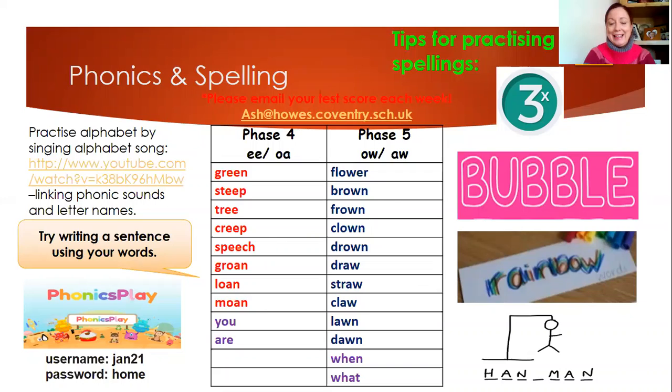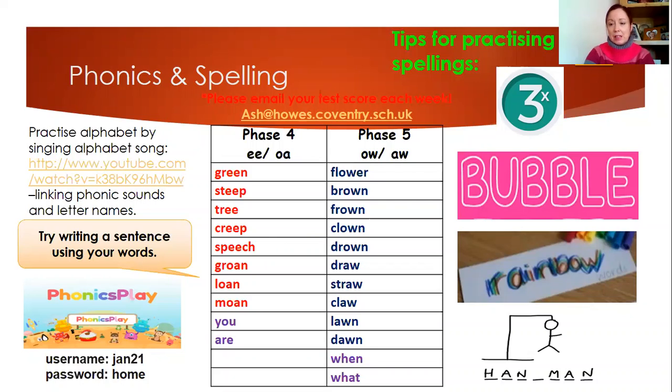Your sounds are E and O, and your words are green, steep, tree, creep, speech, grown, lone, moan, and then you have the tricky words you and are.